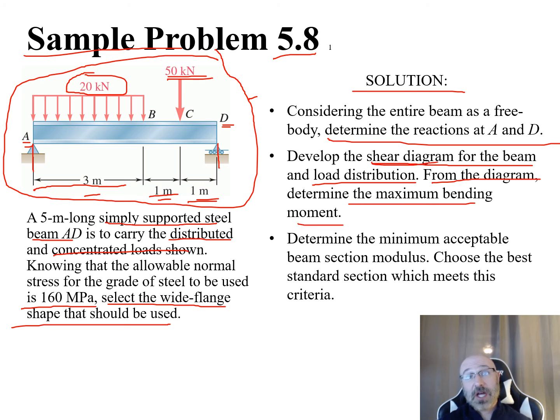They've only asked for the shear diagram, but we do need to find the maximum bending moment as well for this right here. Next, we're going to find and determine the minimum acceptable beam section modulus right there. So this is a little bit different than we've done before, a different order right there.